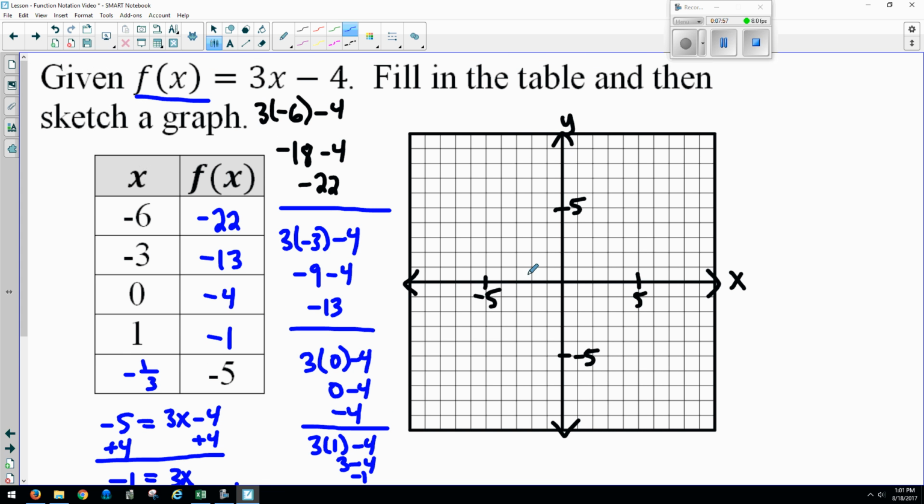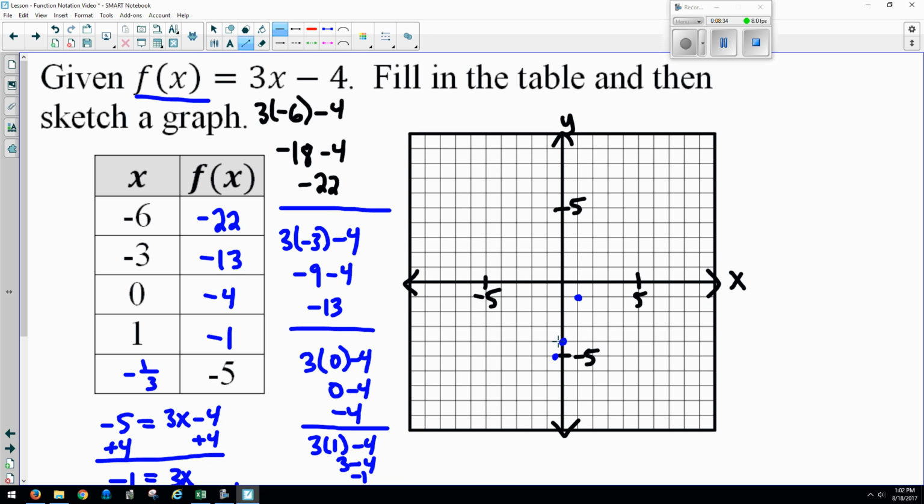So I'm going to go ahead and plot these points. I can't plot the first 2 because I don't have enough graph, but I'm going to plot 1. Remember, when you plot a point, you're always going to do the x-axis first and then the y-axis. So we're going to go to 1, -1. Oh, I forgot the 0, -4. We have 0, -4. And then -1/3 is just going to be a third of the way right here, and -5. So this is a linear function. You should get a straight line when you plot these points.